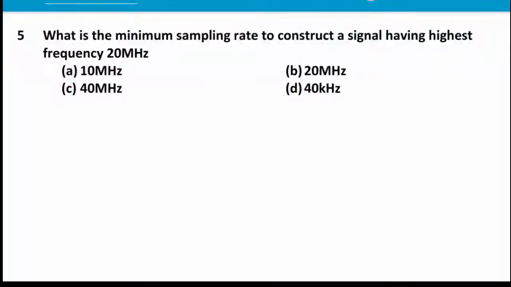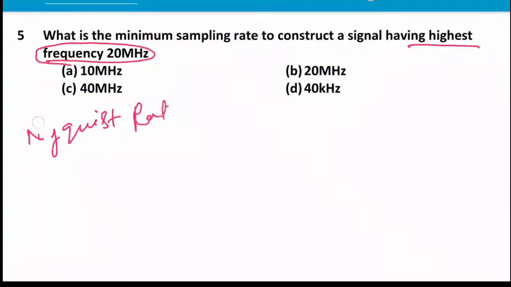Next question, what is the minimum sampling rate to construct a signal having highest frequency 20 megahertz? Here the given maximum frequency of the signal is 20 megahertz, and Nyquist rate we will apply. What is Nyquist rate? Minimum value of sampling rate to reconstruct a signal having highest frequency omega m.